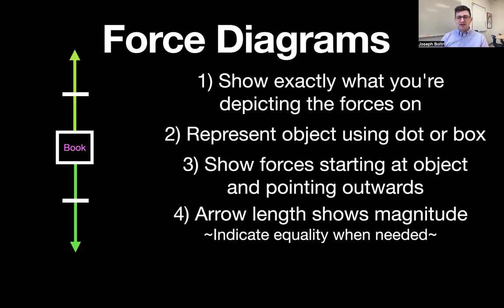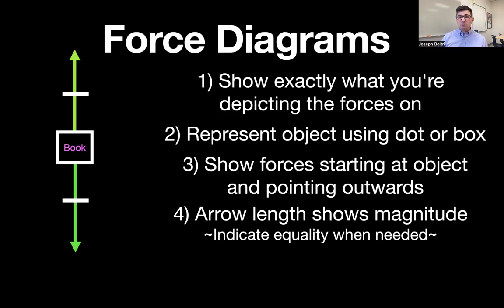Rule number 4 is that the arrow length is really important. The arrow length shows magnitude. So you'll see here that I've drawn my 2 arrows. I've tried my very best to have them be the same length, but just to make it really clear that they're the same length, I've used equality marks as well. I know they're the same length because Newton's first law tells me that the forces must be balanced. So all the force up has to be balanced out with all the force down. So the arrow length does show magnitude.